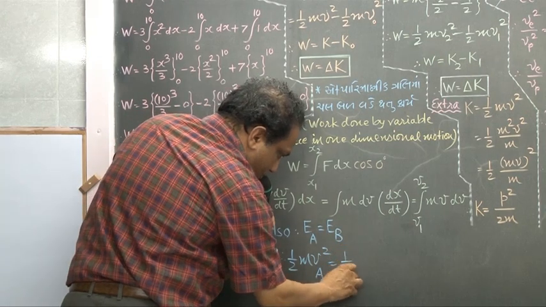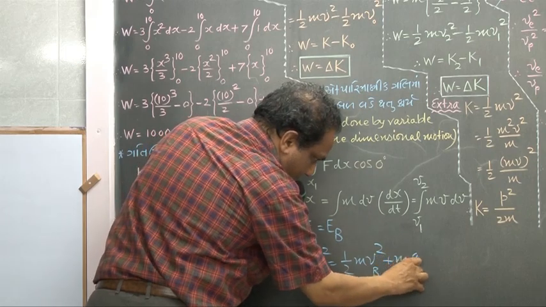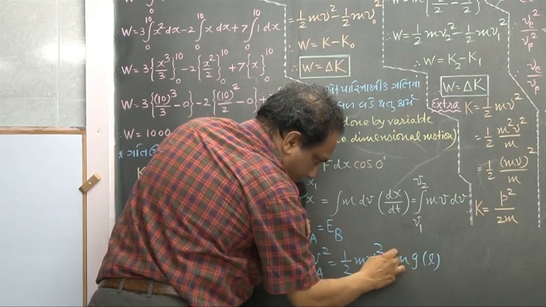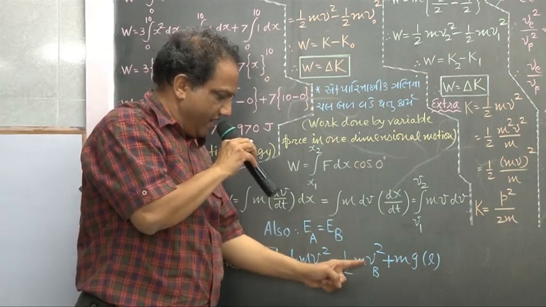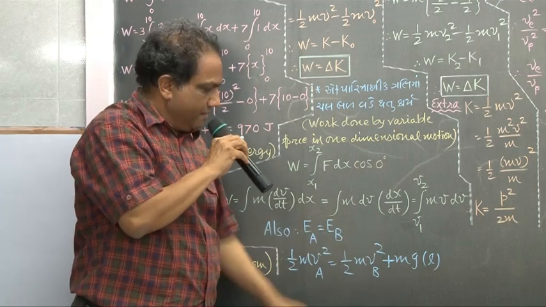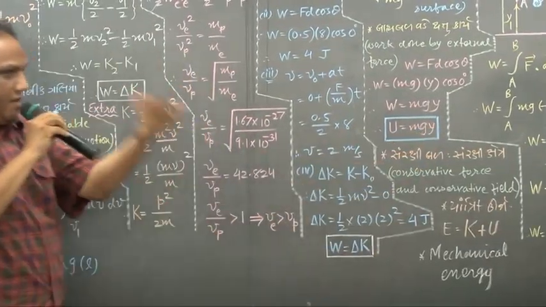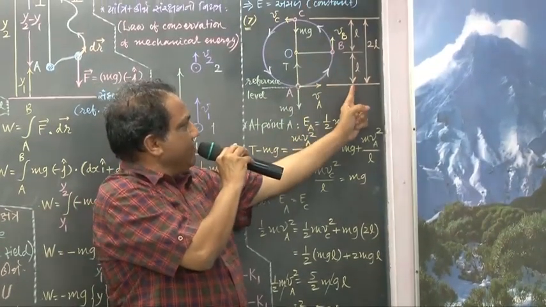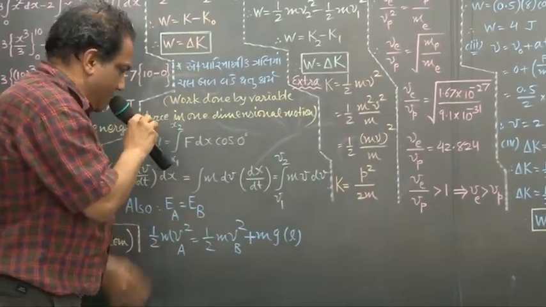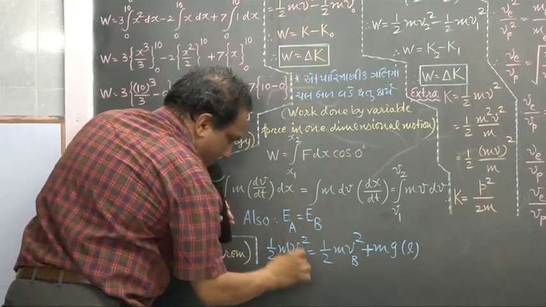Now you must understand. Any problem? No. Kinetic energy of the body at point B is half m vb square, plus gravitational potential energy, m into g into height. Height of this body at position B from the reference level is only L. Correct? And now tell me, can I cancel m throughout? Yes.